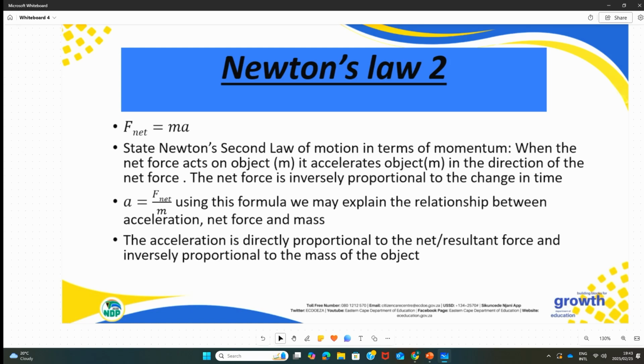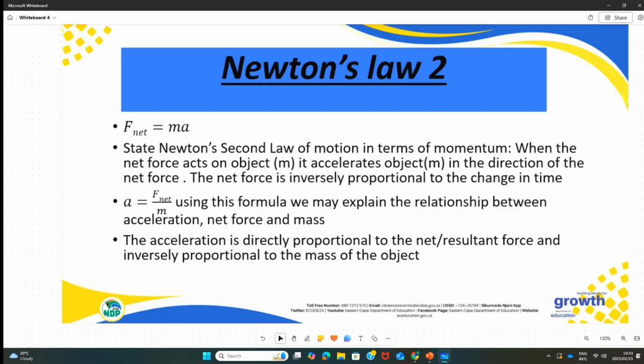where we can simply say acceleration is directly proportional to the net force, and the same acceleration is inversely proportional to the mass, meaning that an increase in the net force results in an increase in acceleration, whilst if the acceleration is increased, the mass will decrease. We're going to move to the next slide, which is Newton's law 3.